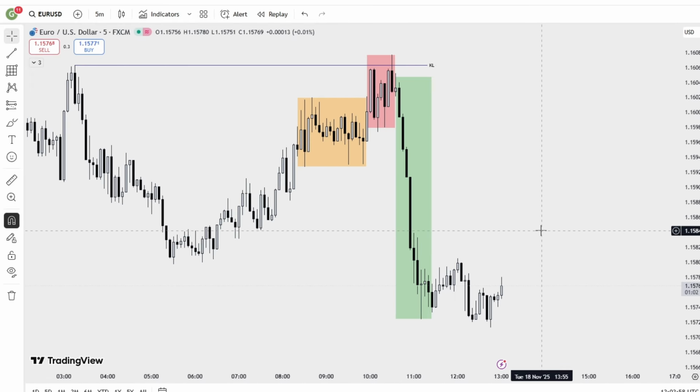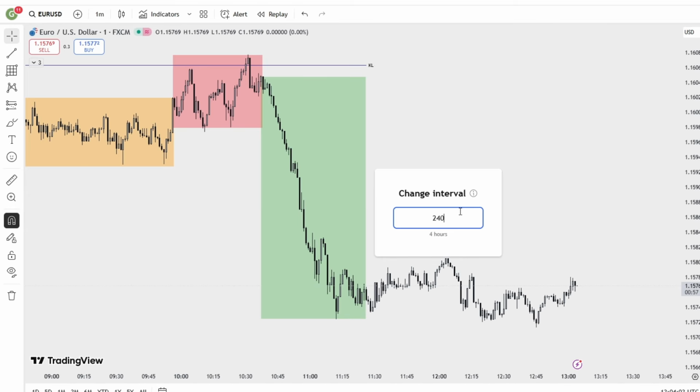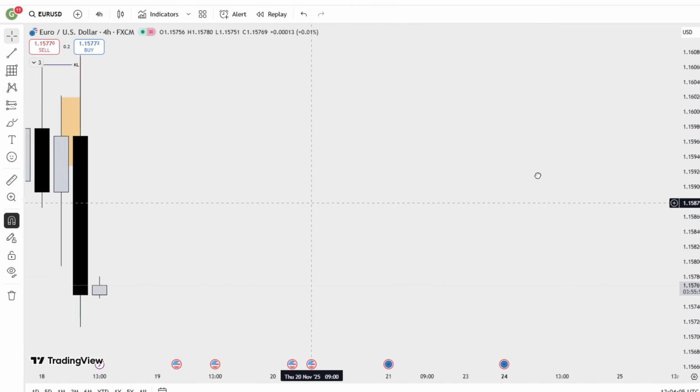So how do I enter a trade? How do I take a trade like this? First things first, I want to talk about the 5 a.m. model of today.